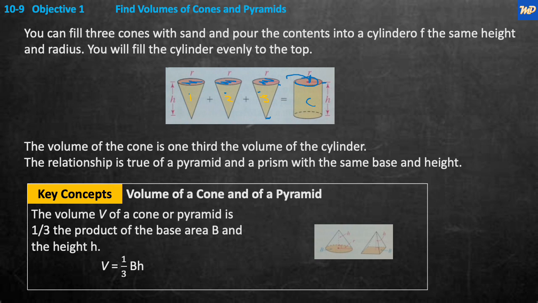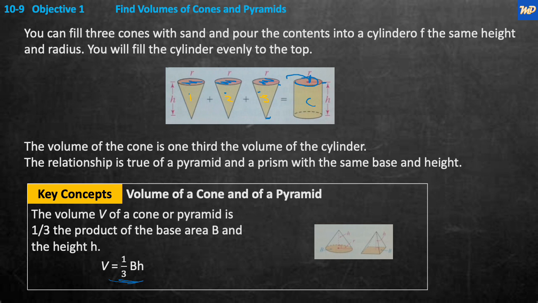The volume of the cone is 1/3 the volume of a cylinder. So remember that. The cylinder is base times height, and the volume of a cone is 1/3 the base times the height. The relationship is also true for pyramids and prisms with the same base and height. So if you have a pyramid and a prism with the same base and height, you get the same relationship of 1/3 the base times the height.